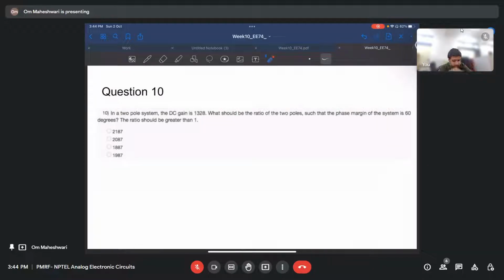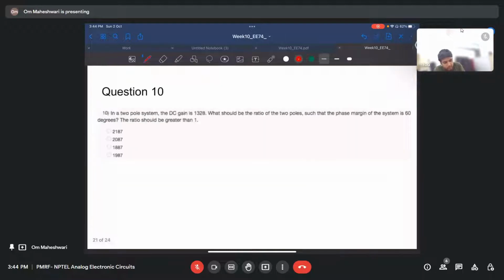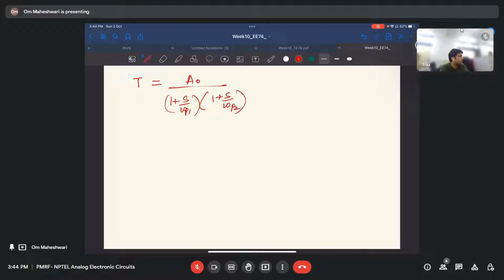So the last question is, we have to find the ratio of the two poles such that the phase margin is 60 degrees, and the ratio is greater than 1. Again, we just have the two poles. They have not talked about a zero, so we will not take the zero. Our transfer function will be a naught upon (1 plus s upon omega p1)(1 plus s upon omega p2).